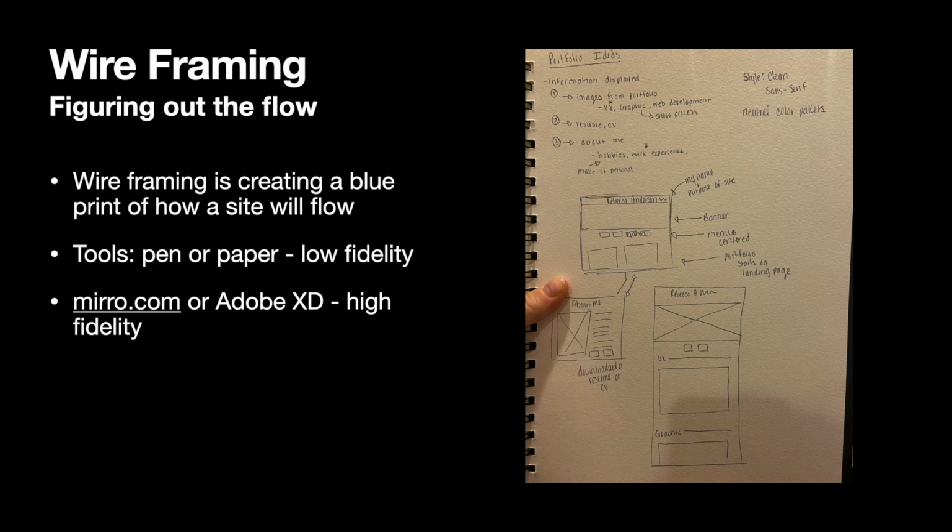So this image over here is a low fidelity. I'm just using pen and paper, but if you want to use high fidelity, you can check out Miro.com or use Adobe XD. I don't recommend using high fidelity right now. Just pen and paper is enough to get your ideas out and flowing and figuring out what you need to do. So here I figured I needed to use 4 different elements in my navigation, but this helped me figure out I only need to use 2.